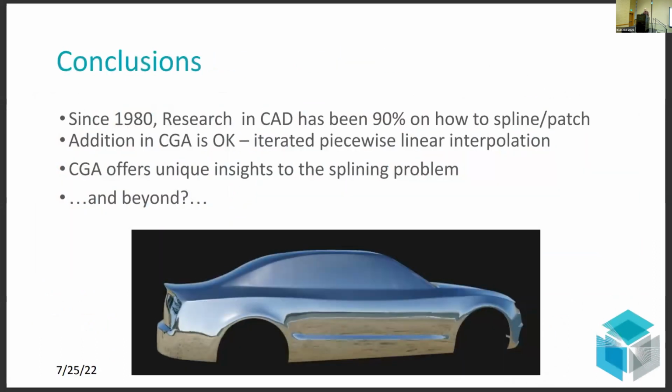Okay, conclusion. Since 1980, really, research in CAD has been 90% on how do we spline things. I look at the research on interpolation, and there's several papers out there and surfaces, and it feels to me like we're back in Paris in 1965, okay? We're really coming up with nice ways to do the piece. My message is start thinking about splines. One way to think about splines is through the blossoms, I believe.